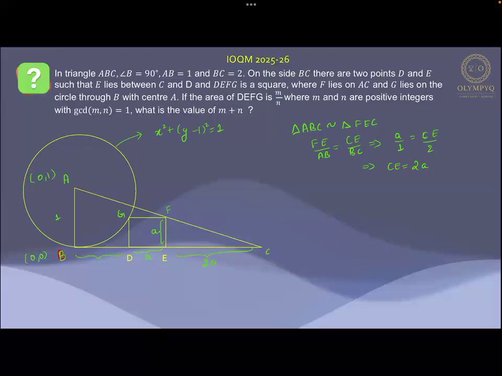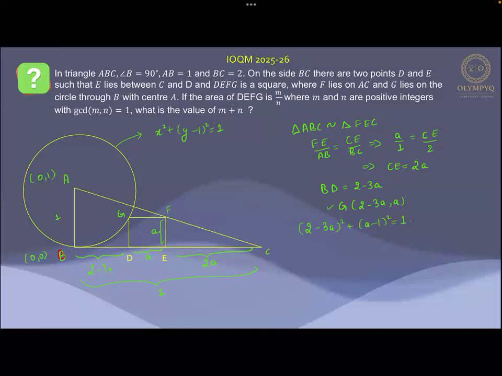Now this length is going to be 2 minus 3a, as we know the full length is given as 2. So BD is equal to 2 minus 3a. Now we have the coordinates of the vertex G: (2 minus 3a, a). As I said, since we have G, we can substitute it into the equation of the circle. So (2 minus 3a) whole squared plus (a minus 1) whole squared equals 1.